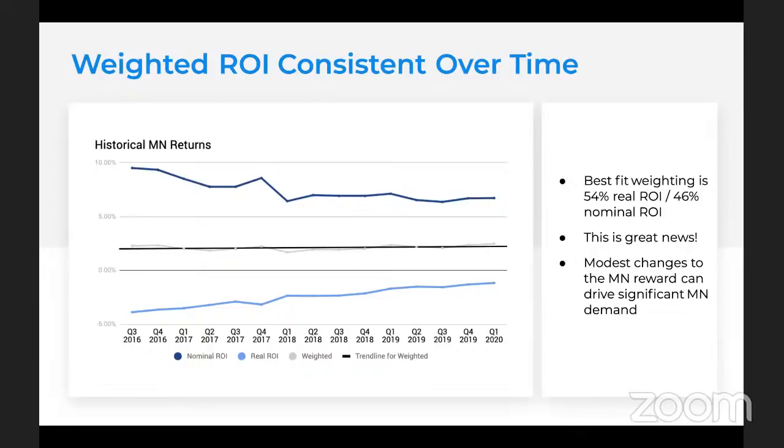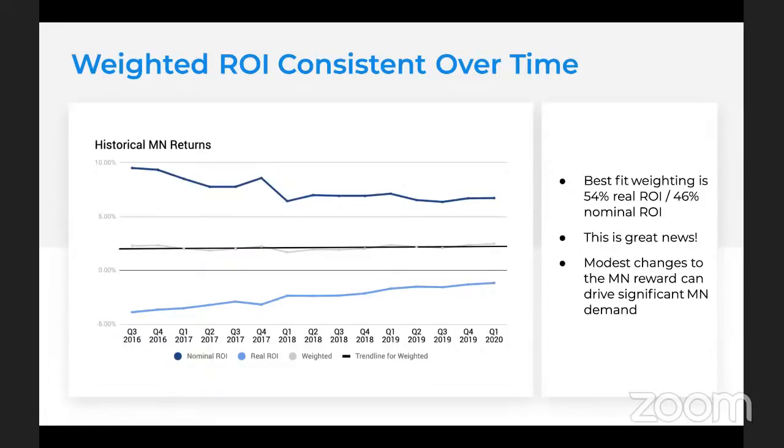And it's really only varied between that weighted average has trended between 2 to 2.75%, and really hasn't extended beyond that range in either direction. And so this is really interesting. It's also really good news. Why is it good news?